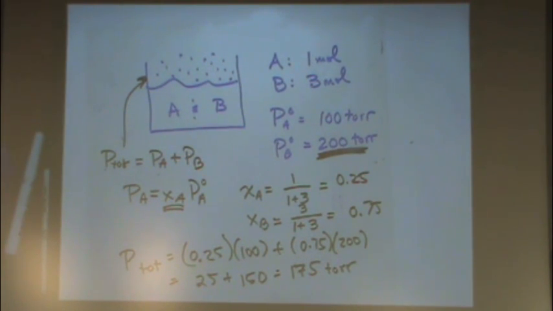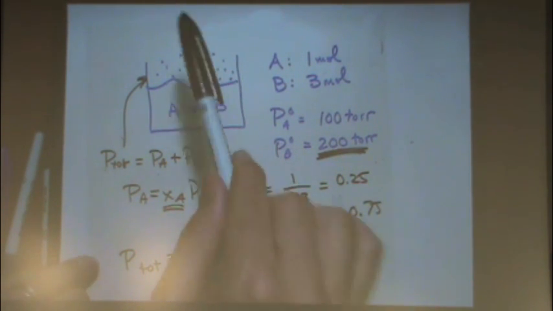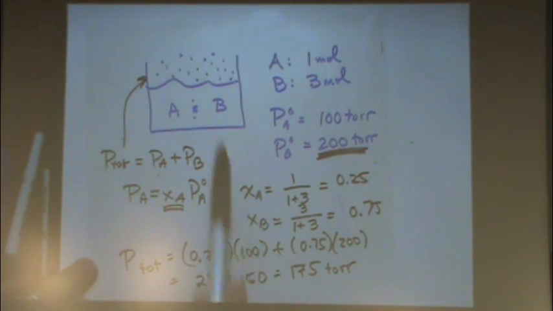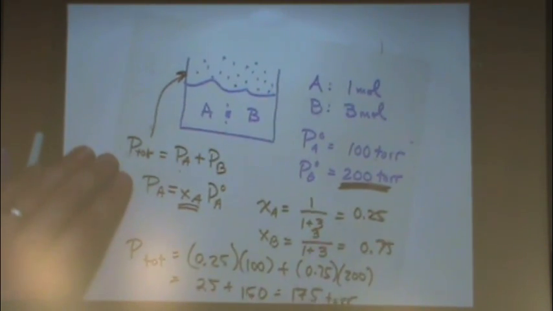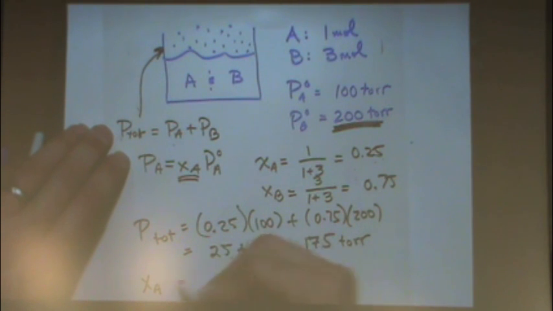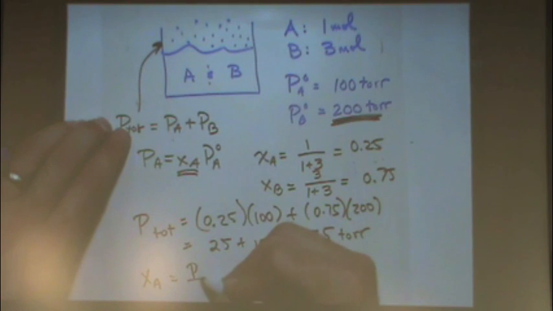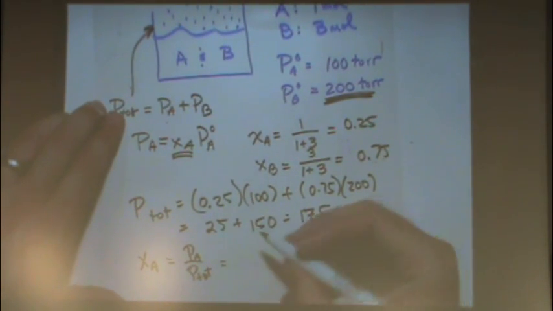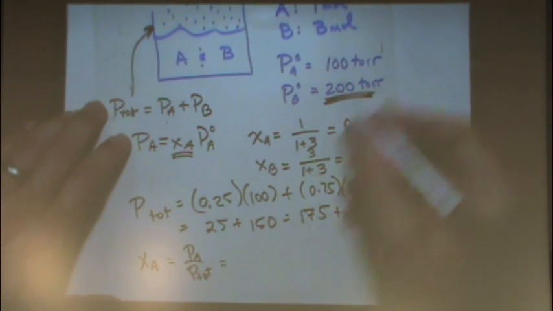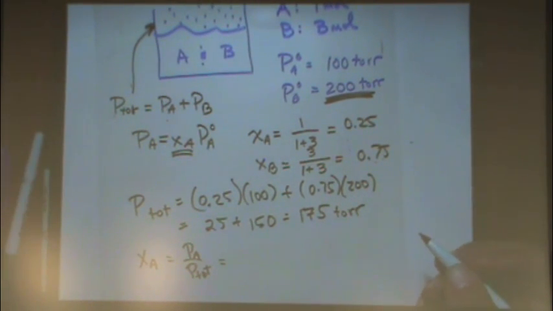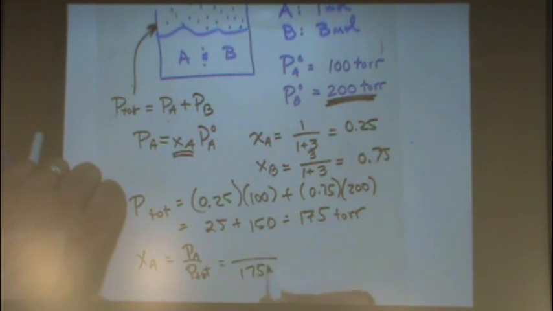Now an additional question I could ask you would be, what's the mole fraction of A above the liquid? Remember, these are mole fractions inside the liquid, but I could ask you the mole fraction above the liquid. How do I find that? What law? Dalton's law. That's the partial pressure of A divided by the total pressure. What's that number? Well, I know total pressure, I'll write that down, 175. That's total. What's the partial pressure of A?